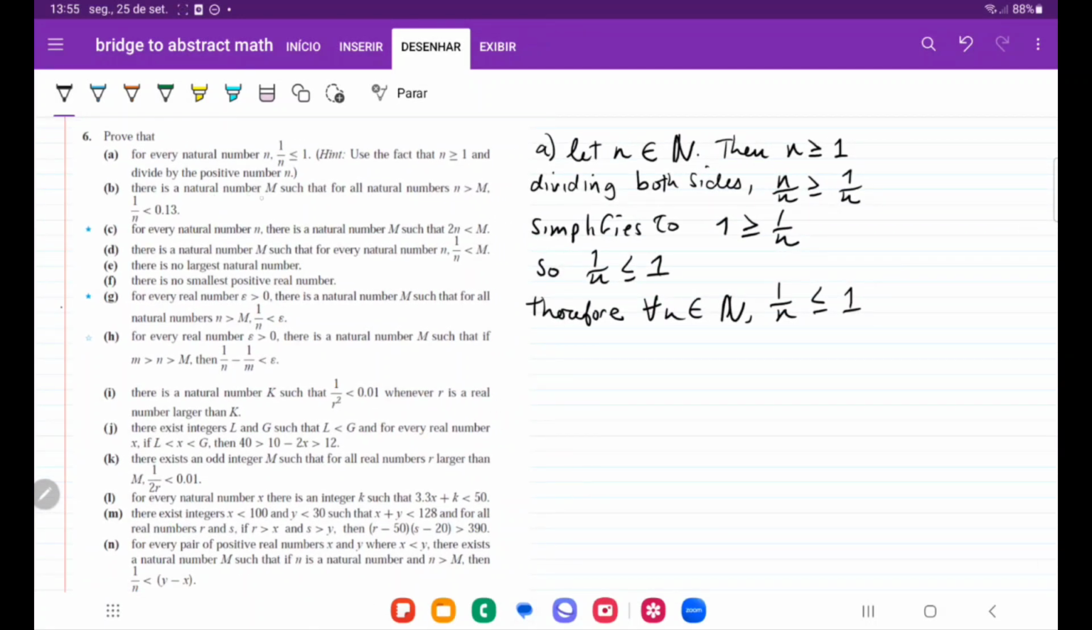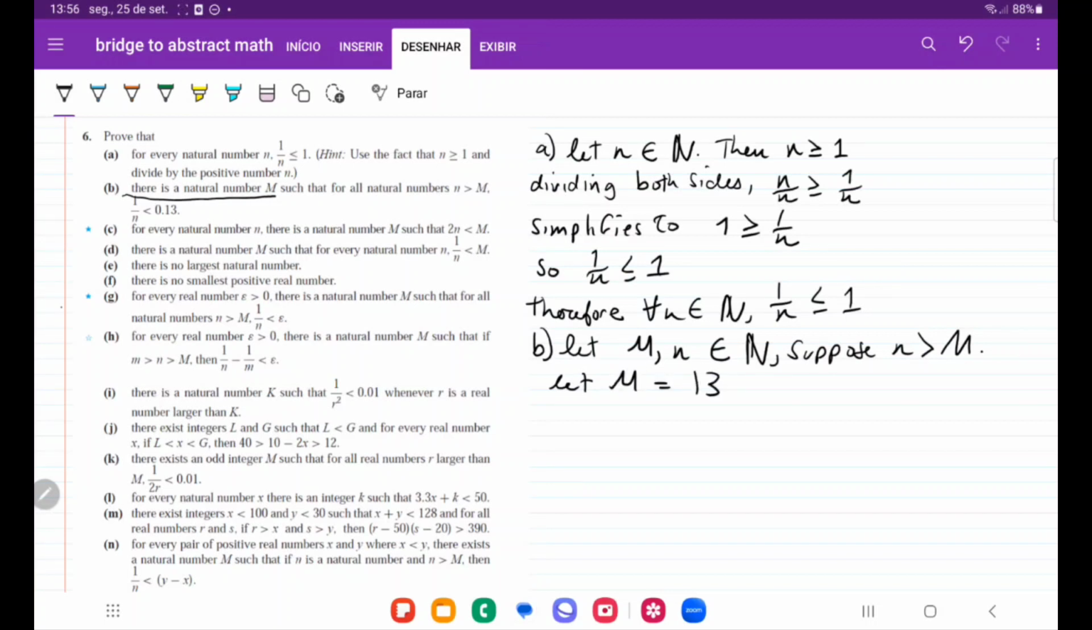So B, it says there is a natural number m such that for all natural numbers n greater than m, 1 over n is less than 0.13. So we're going to do, let m, n belong to the set of natural numbers. Suppose that n is greater than or equal to m. And then now we want to prove the existence of a natural number, so we just have to produce a natural number in that universe. So we're going to say let m is equal to 13. So we have produced a natural number, right? So we can do that.